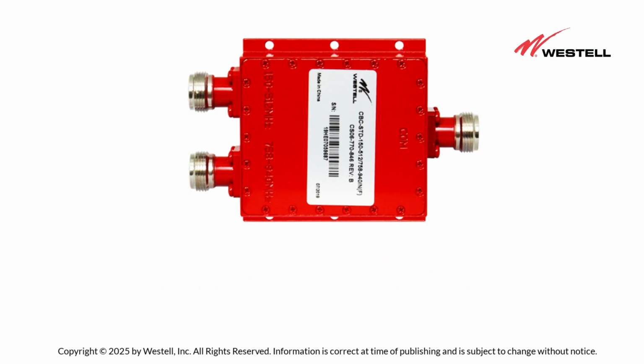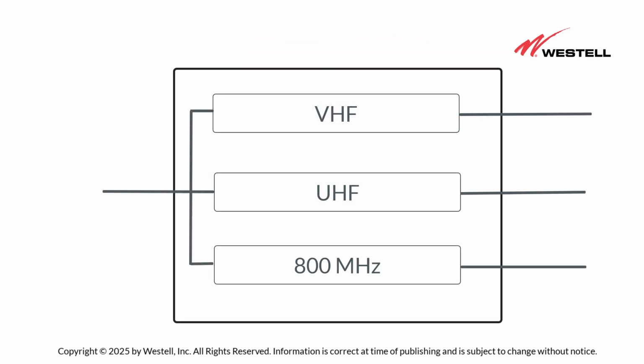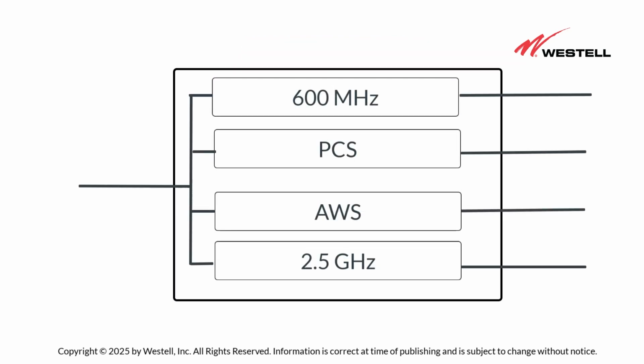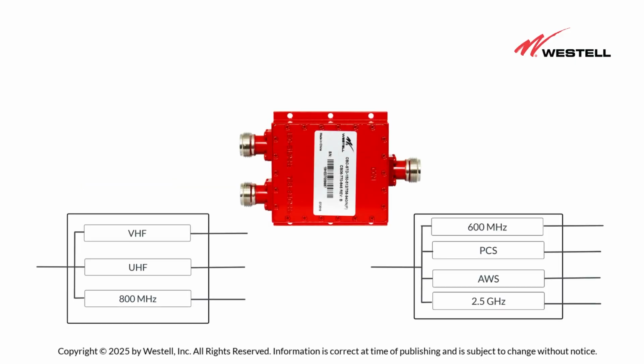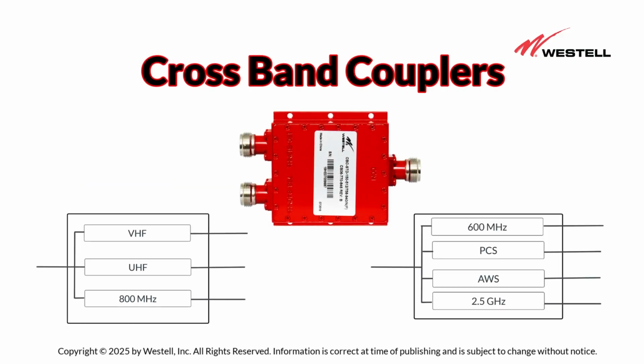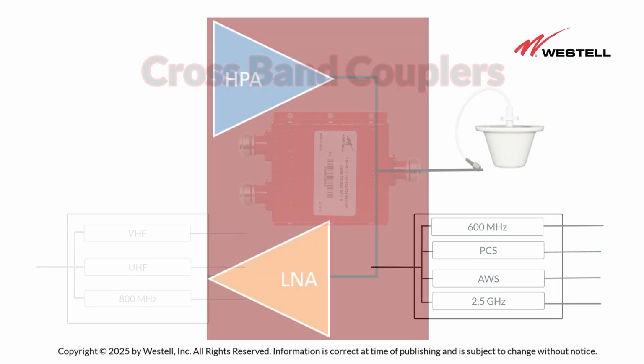While diplexers handle two bands, there are also triplexers for three bands, quadplexers for four, and so on. Due to this confusing terminology, these devices are often collectively referred to as crossband couplers. From now on, we will use the term crossband couplers to refer to devices that handle any number of bands, such as diplexers, triplexers, or quadplexers.